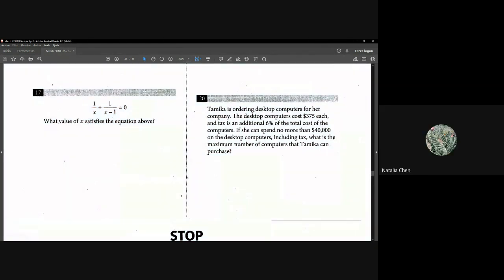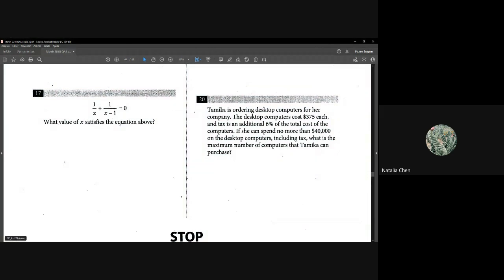What value satisfies the equation above?